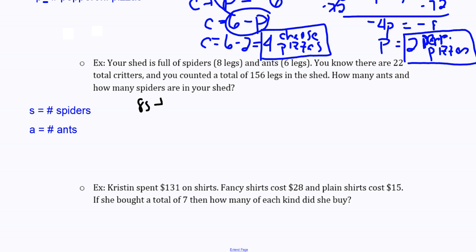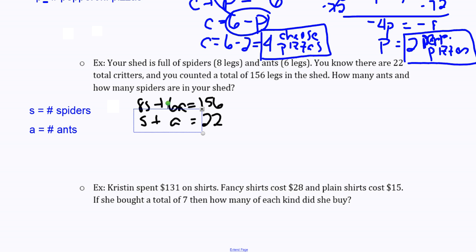Okay. Now, I've got, let's see, spiders have 8 legs each, so 8 legs times the number of spiders, plus ants have 6 legs each, so 6 times the number of ants is going to give me the total legs, which is 156. And there are 22 total bugs. And so S plus A is going to give me 22.